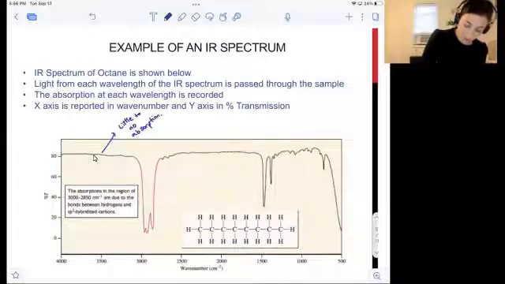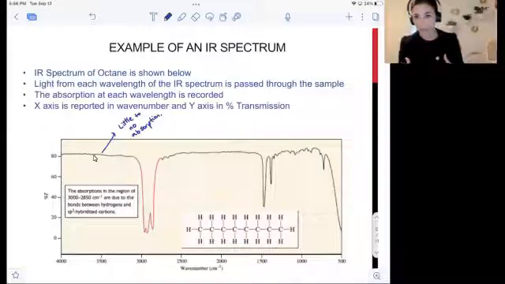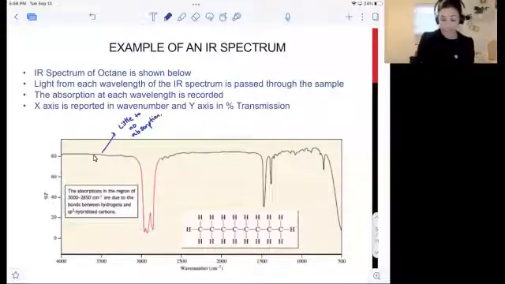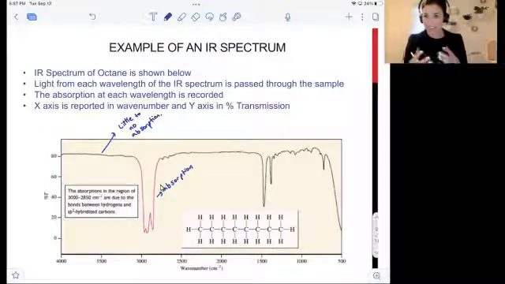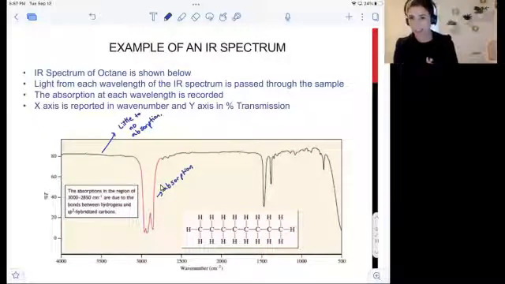What we're particularly interested in when we're identifying bonds that are present are these dips in the spectrum, such as this shown in pink. This indicates absorption and tells us that we have a bond that's capable of absorbing light at that particular energy.